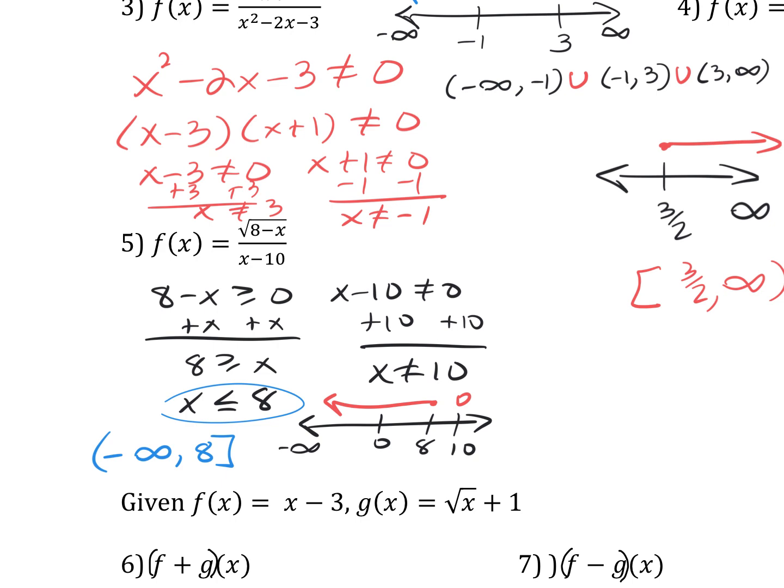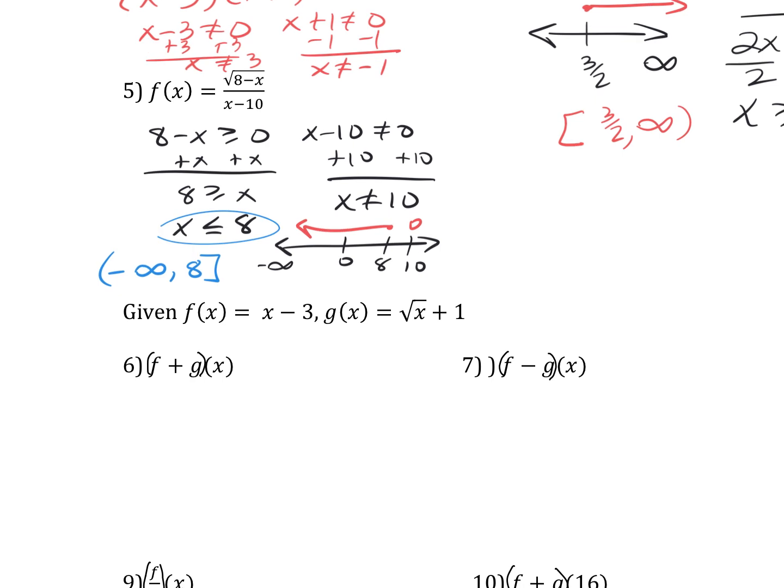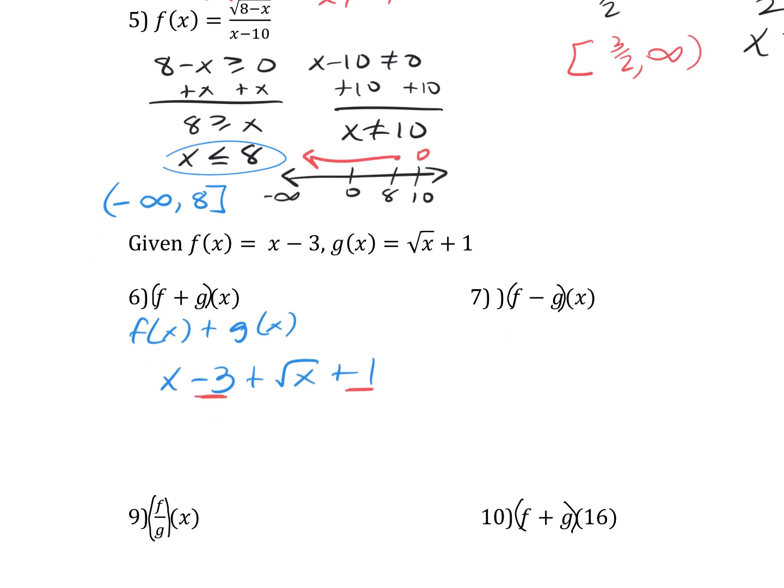Next, we're combining the functions. So remember, whenever it's f of x plus g of x, because really what this means is do f of x function plus the g of x function. So I'm going to take f of x, add it to the g of x. All I'm looking for are like terms to combine. So I just have to do negative 3 plus 1.